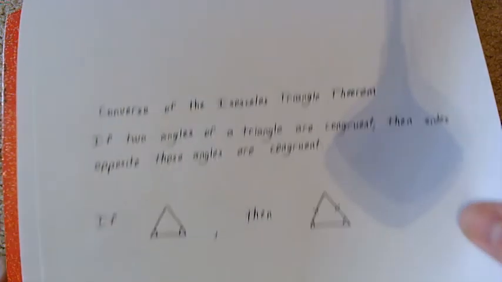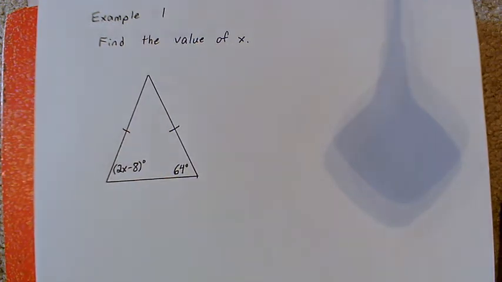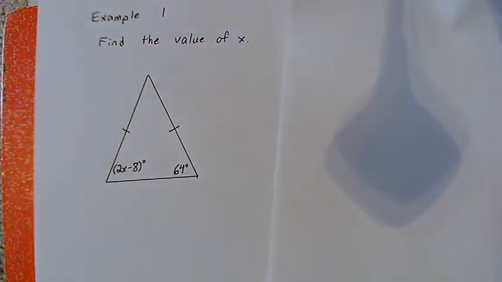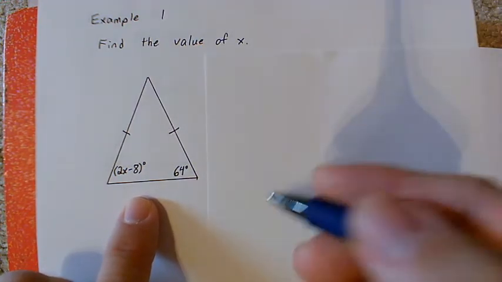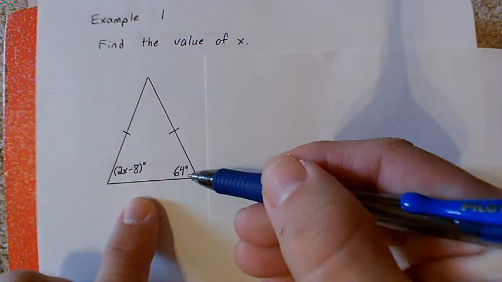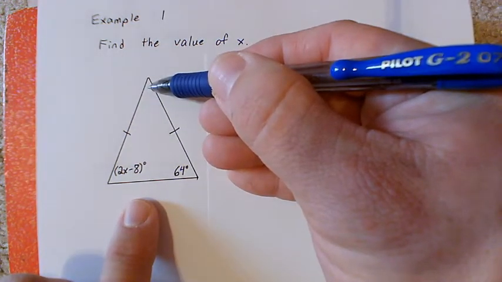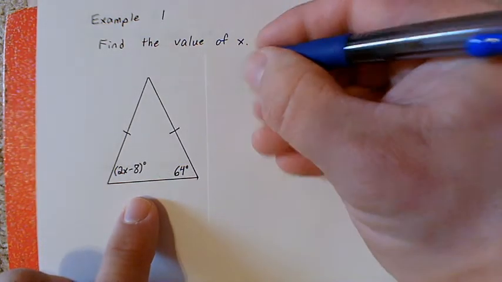All right, moving right into our first example. As I'm looking at that, what you're going to want to recognize is that it is isosceles, and the base angles would be the 2x minus 8 and the 64 degrees. Now, since it's isosceles, I know that these two things have to be equal. This angle does not have to be equal to those two, though. The vertex angle can be different. But these two angles are congruent.